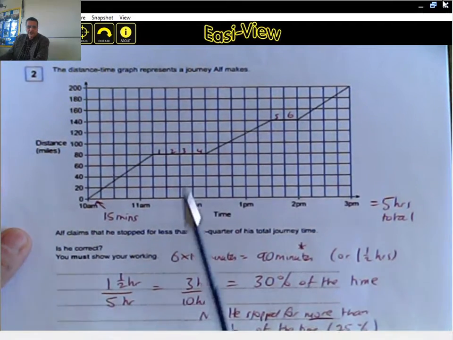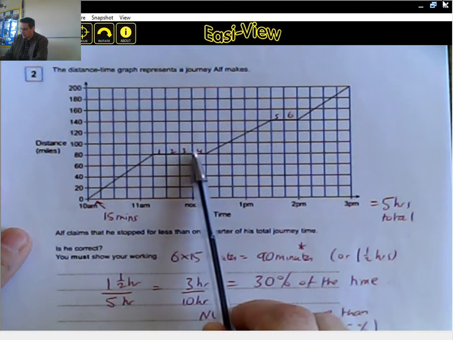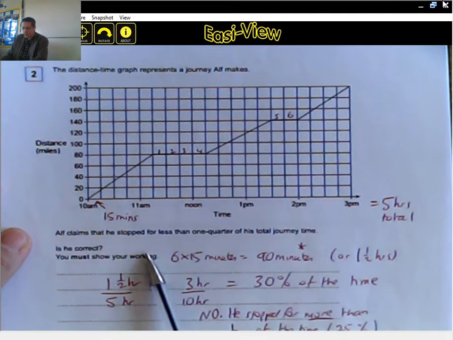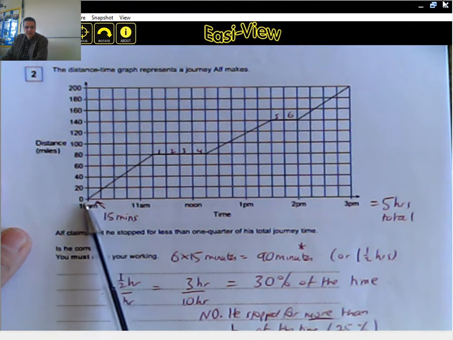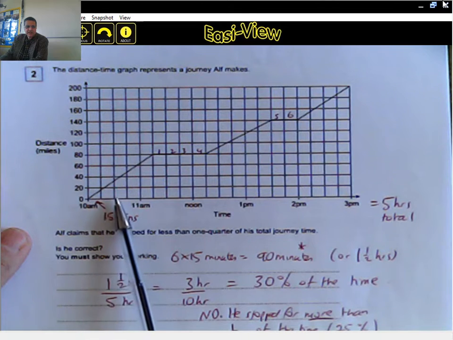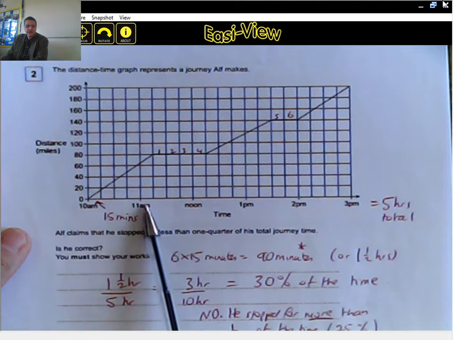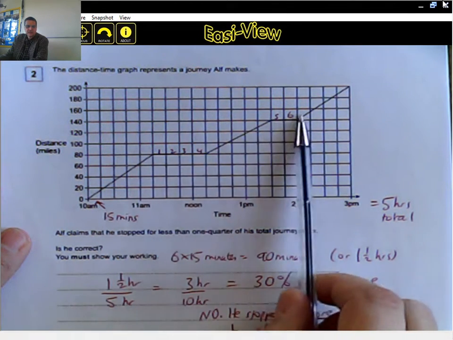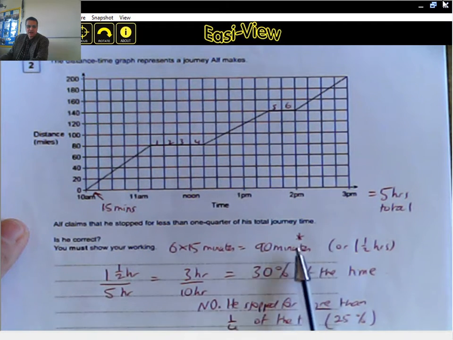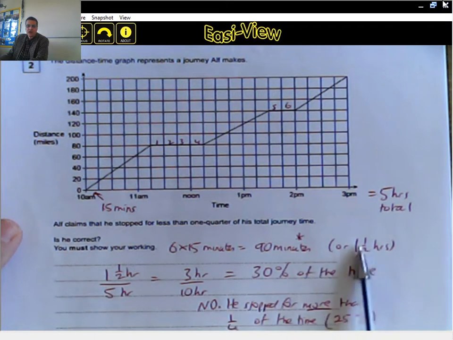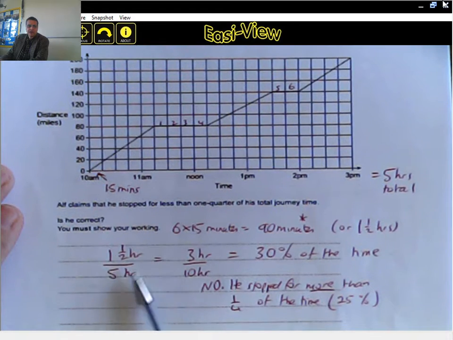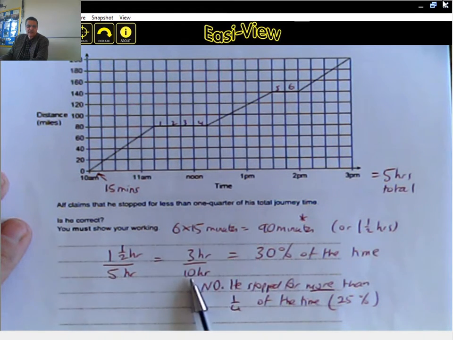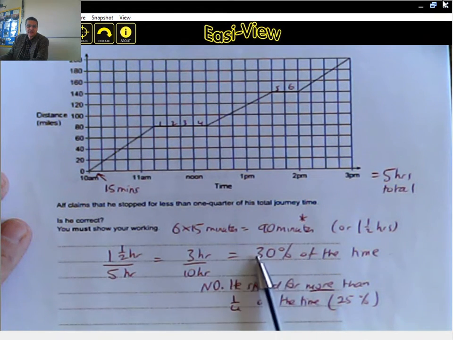Why is it 1.5? Well, I've got 1, 2, 3, 4, 5, 6 little blocks of time, and each block of time you can see is worth 15 minutes. 10 o'clock, 10:15, 10:30, 10:45, 11. So I've got 6 lots of 15 minutes. That comes to 90 minutes, or 1.5 hours. So 1.5 over 5 is like 3 over 10, which is 30%.